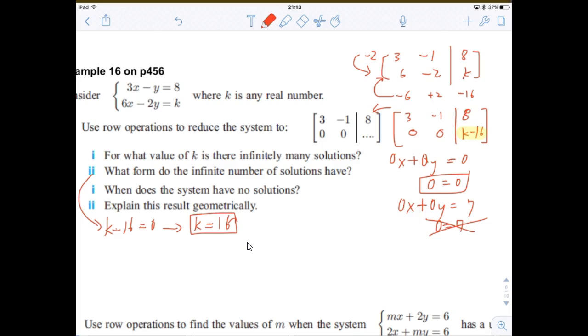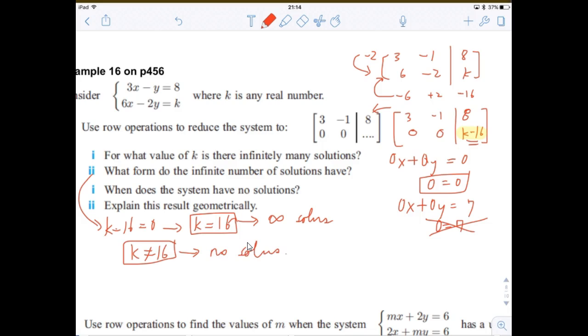And when does the system have no solutions? Okay, so that would be any other case. So when k is not equal to 16, that would mean that k minus 16 would be something other than 0, which would mean you would have 0 equals 7, or 0 equals 10, or 0 equals negative 3. 0 equals something other than 0, so that would mean no solutions. Okay, so this would be infinite solutions, and this would be no solutions.